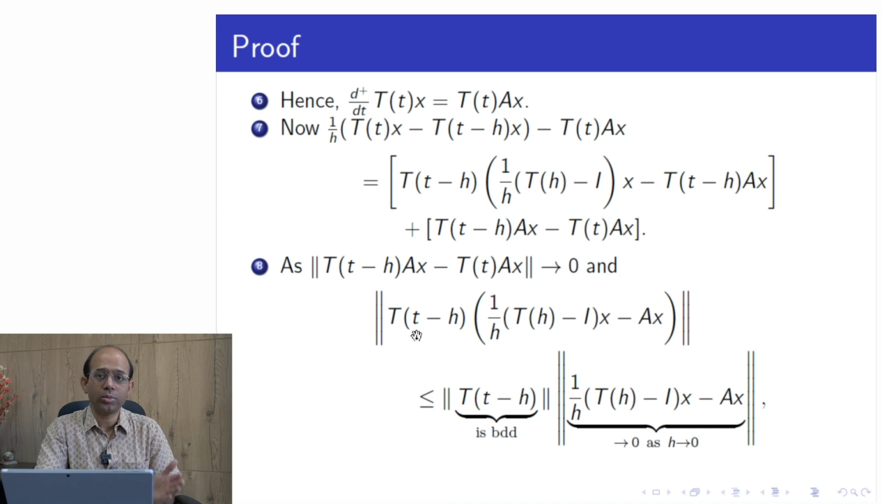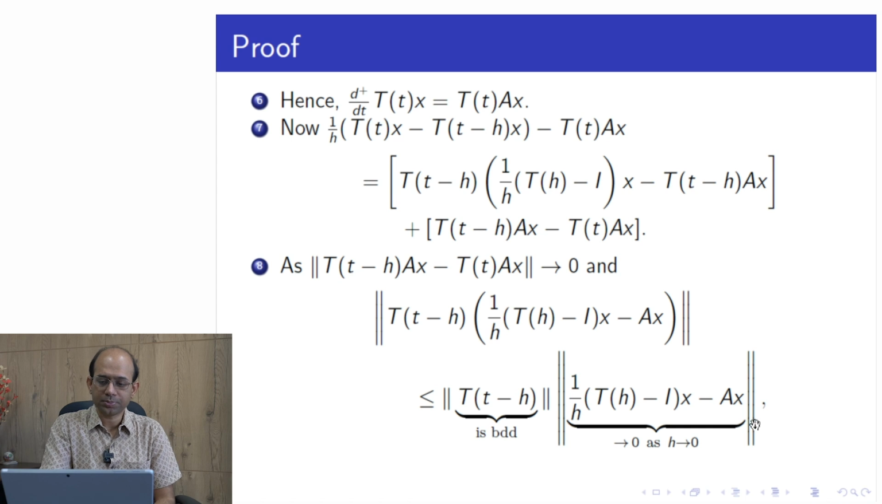Now the norm of a composition of operators is less than or equal to the product of the norms. Using that, we write that this is less than or equal to the norm of T of t minus h times the norm of this quantity, (1/h)(T(h) minus identity)x divided by h minus Ax. However, x is in the domain of A. That means as the limit h tends to 0, this thing converges to Ax. So this whole thing converges to 0 as h tends to 0 in this norm.